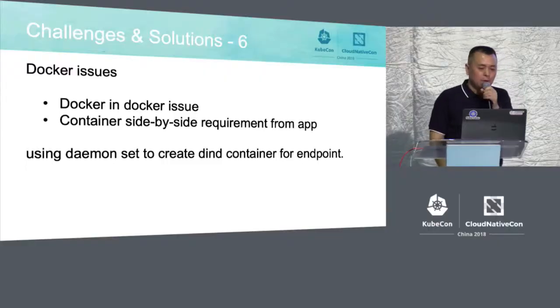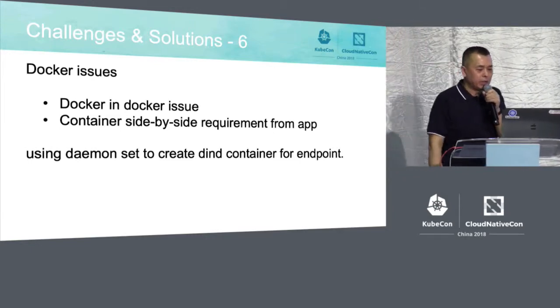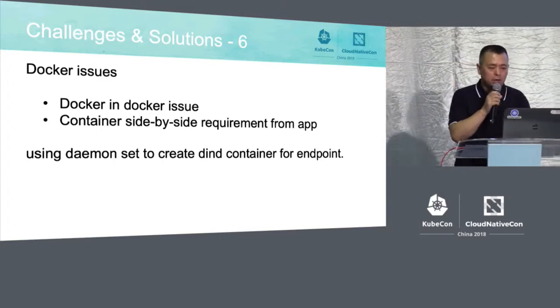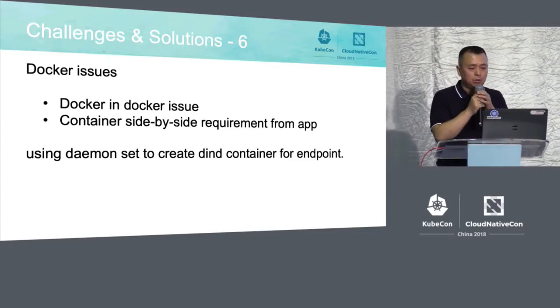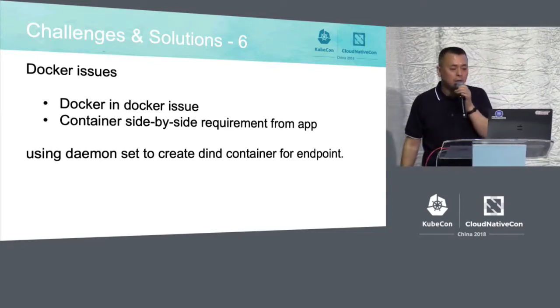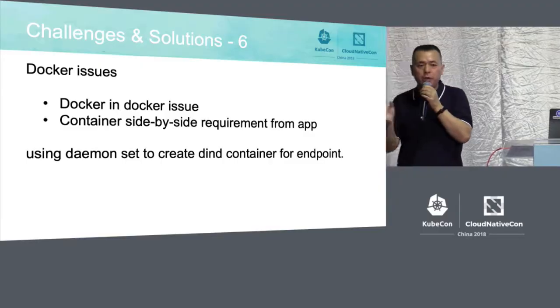To be able to do that, you have to have a Docker service endpoint, right? But in the Kubernetes cluster environment, you just don't have that, right? So this actually is a big problem for Fabric. And also you want to run those containers side by side with your peer, with your application. So the workaround we use is to use the daemon set to create the Docker in Docker container for the endpoint. Make sure that the endpoint exists on every node in your Kubernetes cluster. Okay.